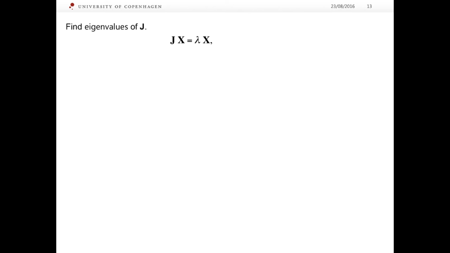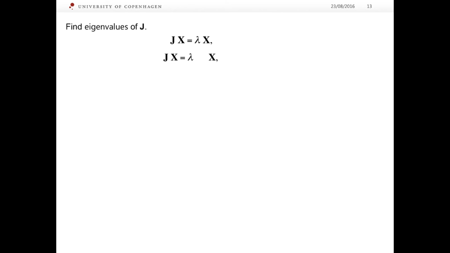The result will be another column vector. And this product should be equal to the product of vector x and a certain number, lambda. Here x is called an eigenvector and lambda is called an eigenvalue, which we need to find. So how can we find lambda?